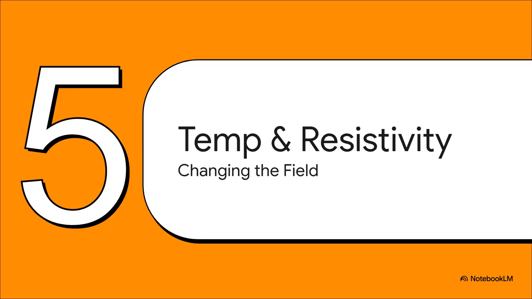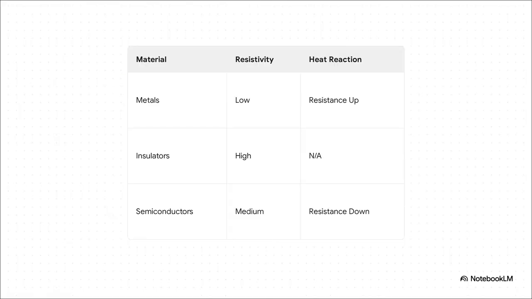Section 5. Temperature and material resistivity. Changing the playing field. This categorizes our physical world beautifully based on electrical resistivity. Metals, our standard conductors, have incredibly low resistivity. Insulators like rubber and ceramic have resistivities up to 10 to the 18th power greater than metals. They practically block flow entirely. Semiconductors sit right in the middle.